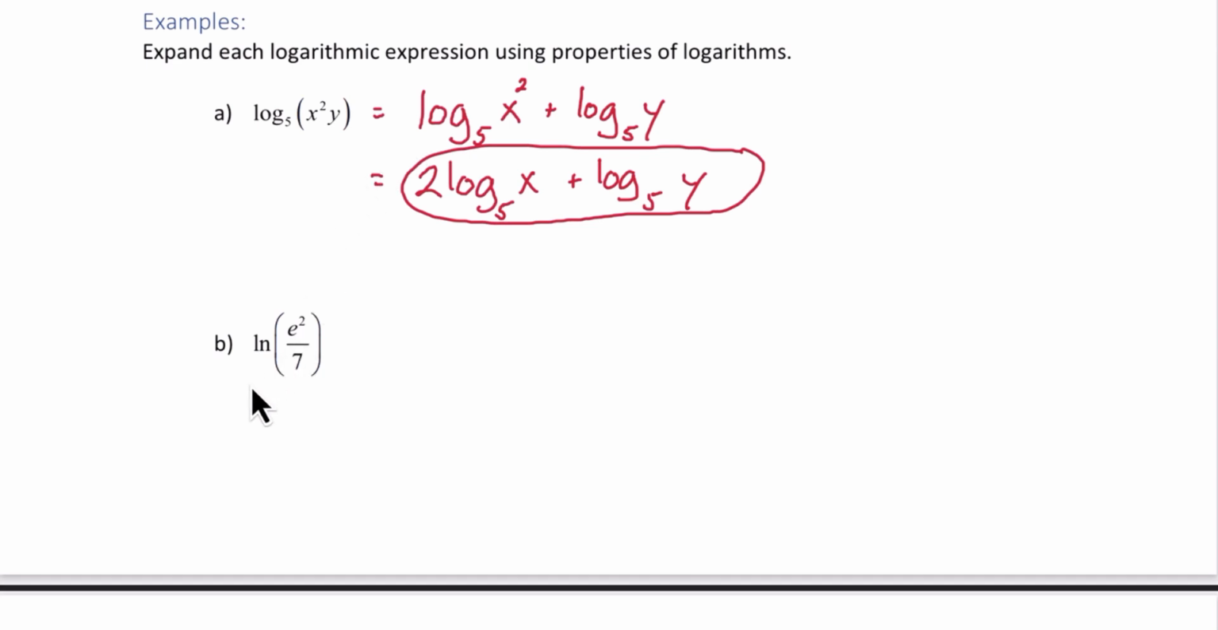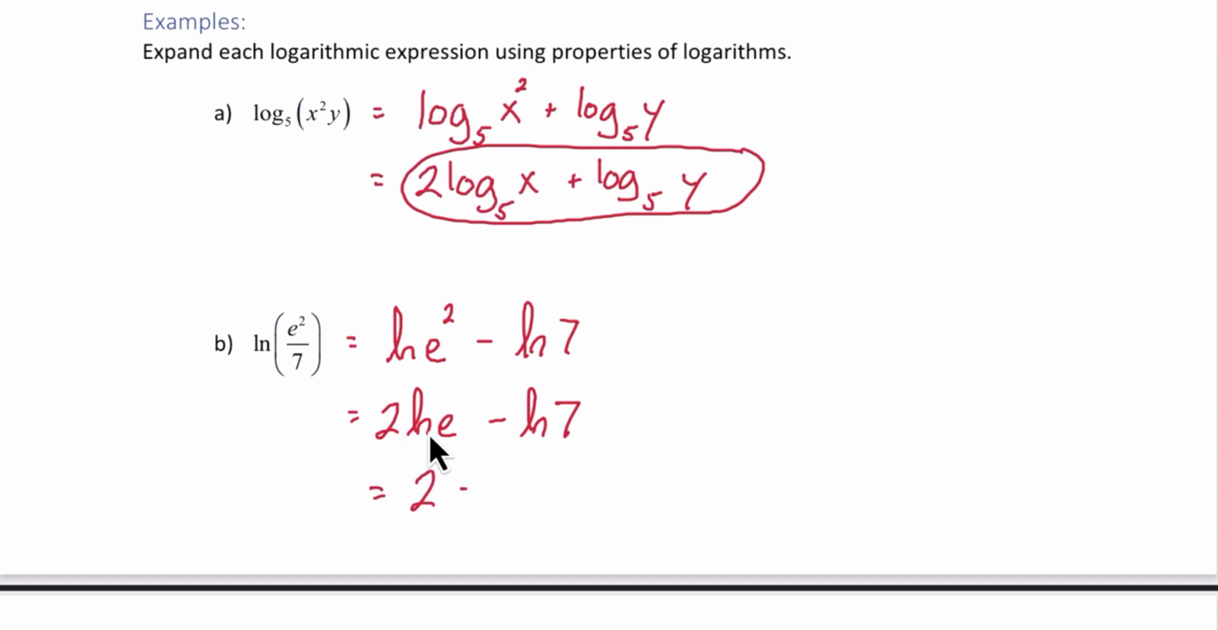In our next example, notice we have a quotient. We know from earlier that a quotient, when we expand it, will become a difference of logs. And now we have an exponent. We can bring that exponent down in front of the logarithm. 2 natural log of e minus natural log of 7. And we know that the natural log of e is really 1. So 2 times 1 is simply 2. Then we get minus natural log of 7.